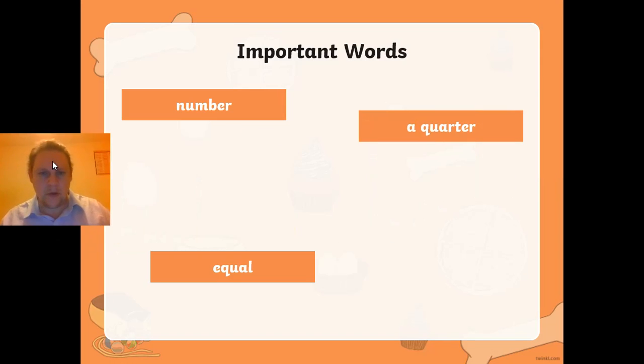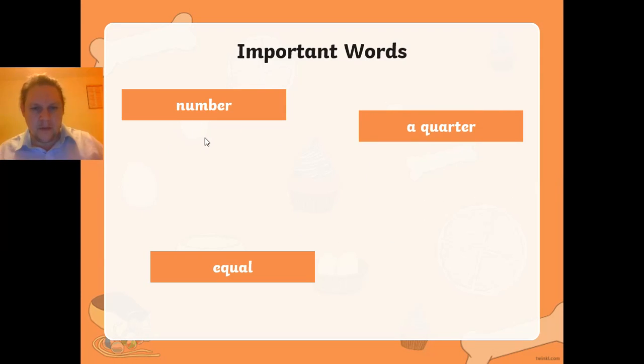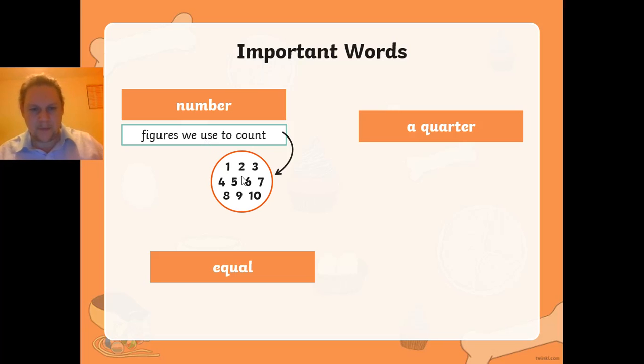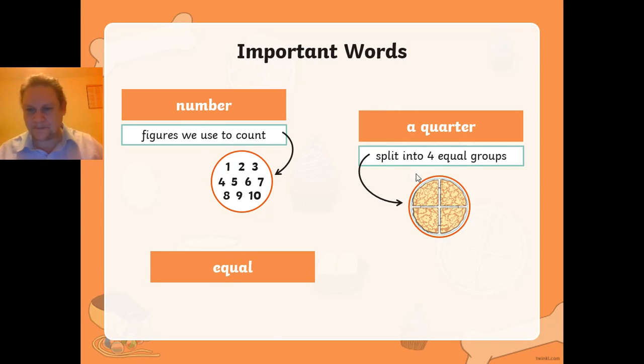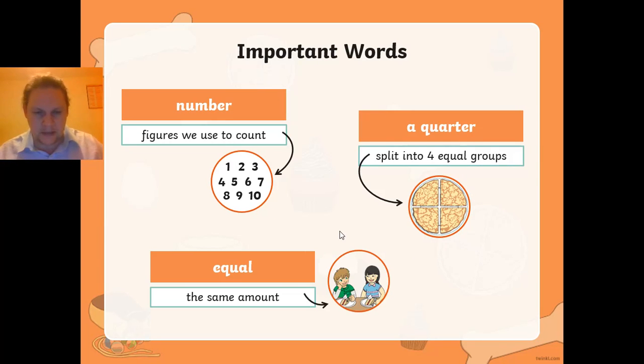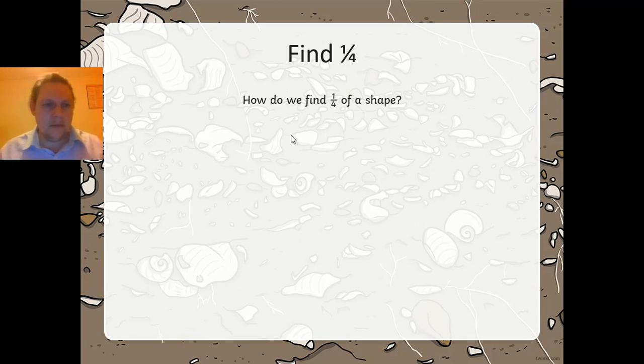Some important words. We've got numbers, figures that we use to count. We've got a quarter, meaning that things are split into 4 equal parts, and we've got equal, meaning the same amount, the exactly same amount.